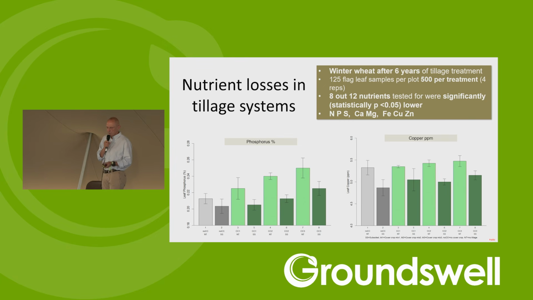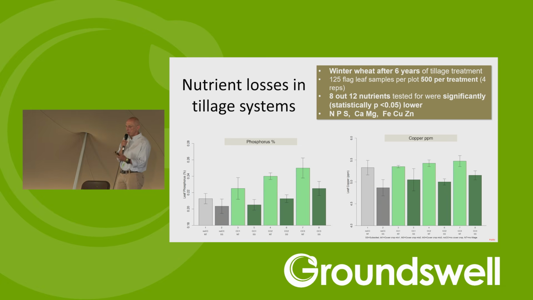And what we've just run is a big tissue test on our winter wheat after 6 years of the tillage treatment, 120 flag leaf samples per plot, 500 per treatment, so it's pretty robust. Landcrop did the work for us. And 8 out of the 12 nutrients tested were significantly different, so it's a statistical finding, because this is a replicated randomized experiment, with p-values well below 0.05. So nitrogen, phosphorus, sulfur, calcium, magnesium, iron, copper, and zinc were all lower in our heavy farm standard tillage plot.